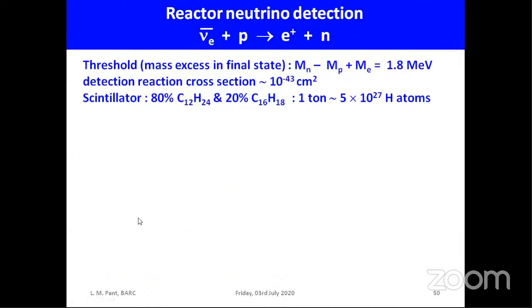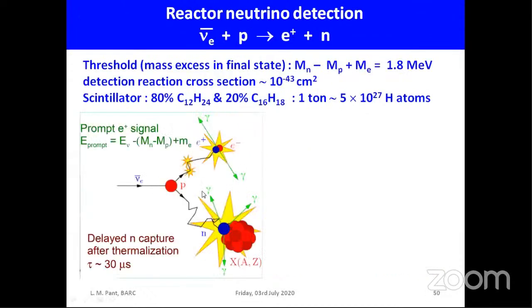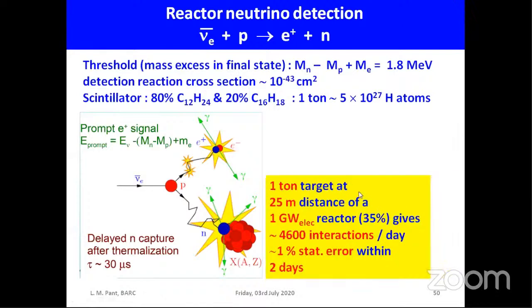So what we have done. Before that, I'll just show you the same thing in a calculation. We have 1 ton of target at a distance of 25 meters, and suppose the reactor is 1 gigawatt, it will give rise to 4,600 interactions in a day. These interactions are with the hydrogen present in your target, which can be a liquid scintillator or a plastic scintillator. So you have about 4,000 interactions per day and 1% statistical error within 2 days. You can generate this with a statistical significance, and you can say that yes, you have detected an anti-neutrino.